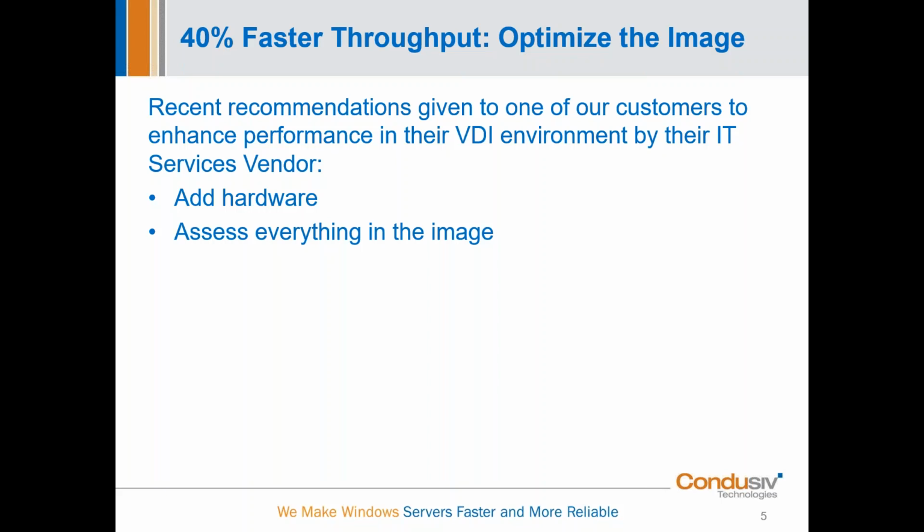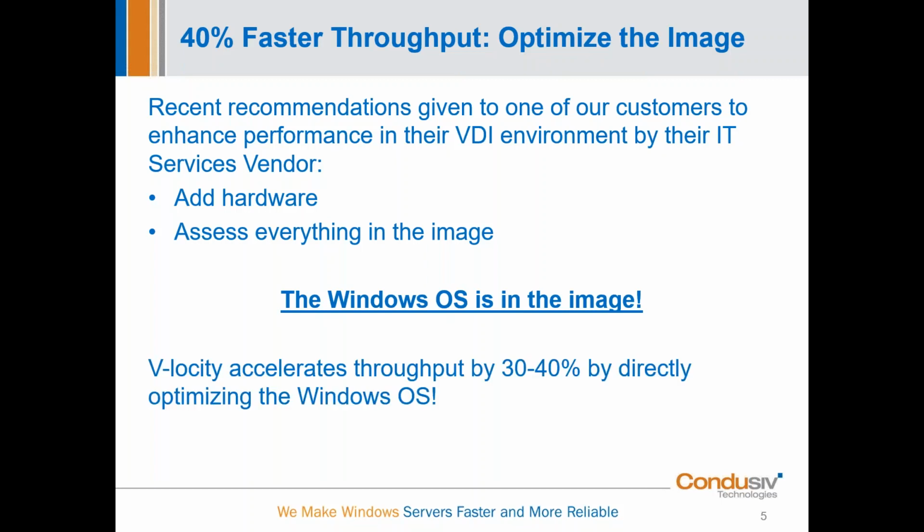As the customer was kind of talking with me about this catch-22 situation, it crossed my mind. I laughed and I said, hey, isn't the Windows OS in the image? And he had to laugh with me on that one. And the reason it was funny is because he's already using our software on all the servers. He already knows that he got 30 to 40% plus throughput and performance improvement in his server environment by just simply optimizing the Windows OS. So we're able to take that same approach over to the Windows OS in his VDI context.